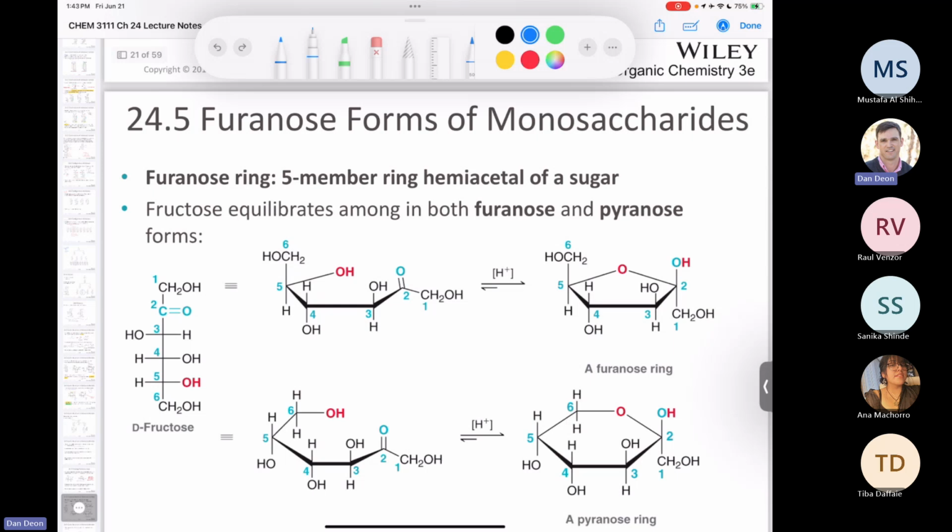Now, when it comes to furanose, I'm not going to ask you a whole bunch of information that's shown in this slide here, because you can see that it forms a 5-membered ring or a 6-membered ring, depending on how it reacts. But this will come up. This might be of importance later on, but just know that furanose, you can form a 5-membered ring or a 6-membered ring, but it says here the 5-membered ring is a hemiacetal.